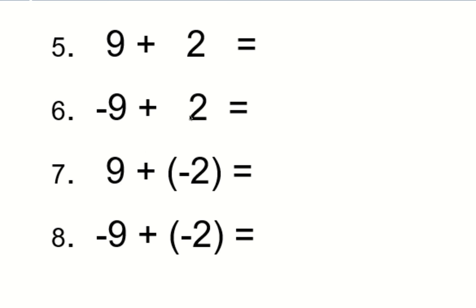And for this example, -9 plus 2: if you're at -9 and you're moving 2 places to the right on the number line, you end up at -7.